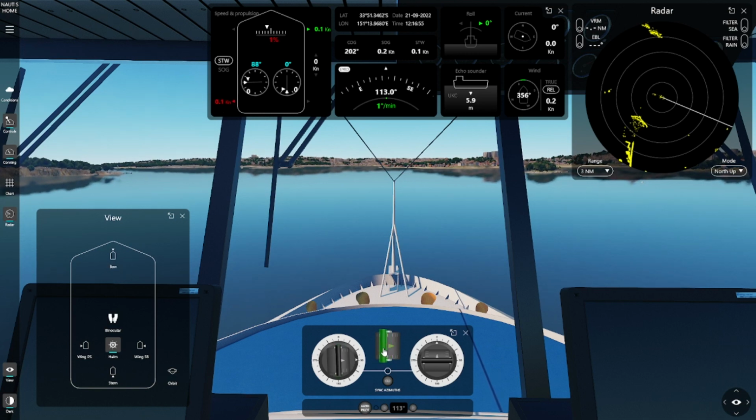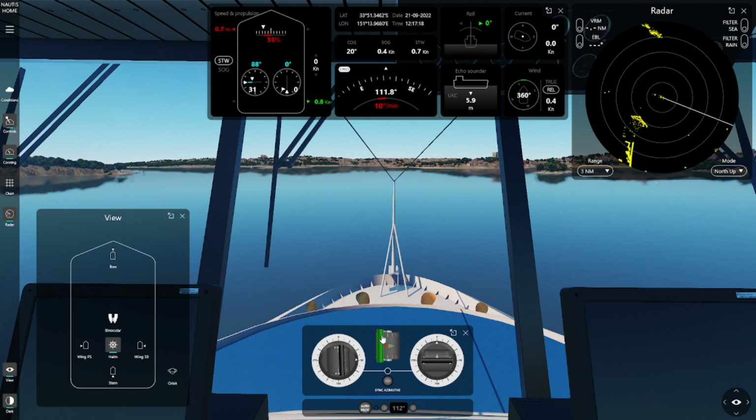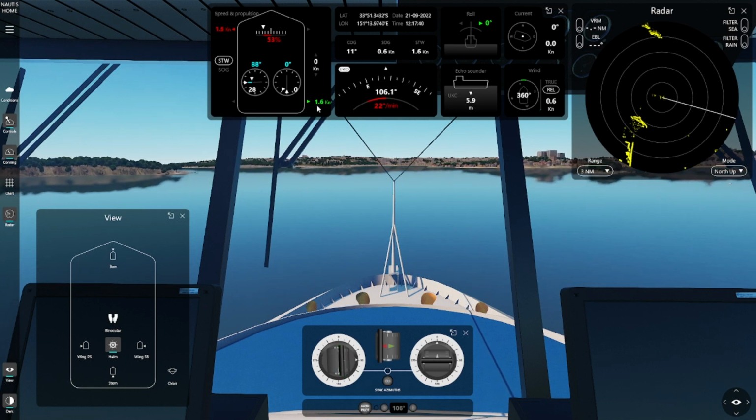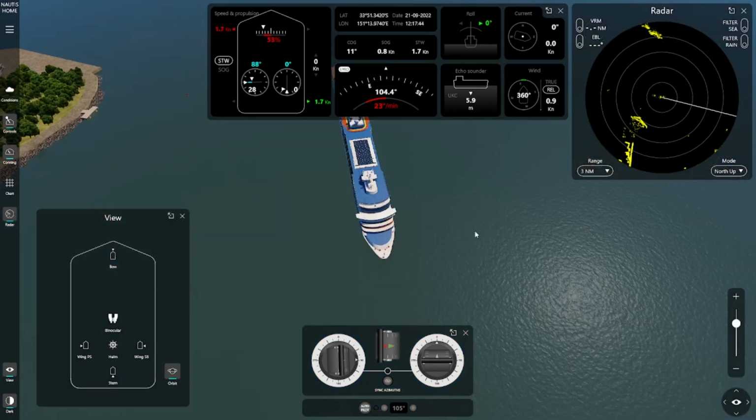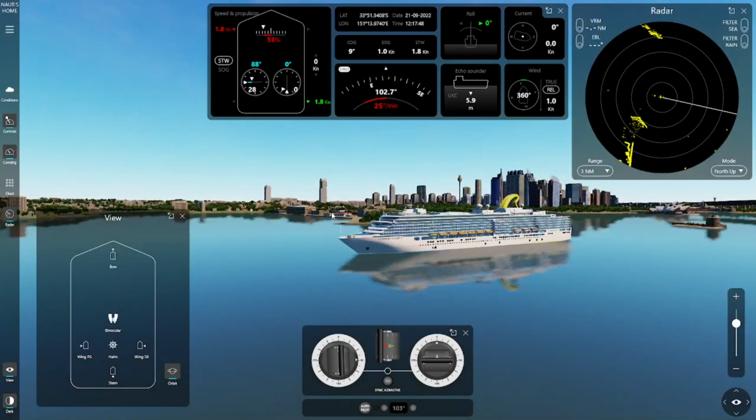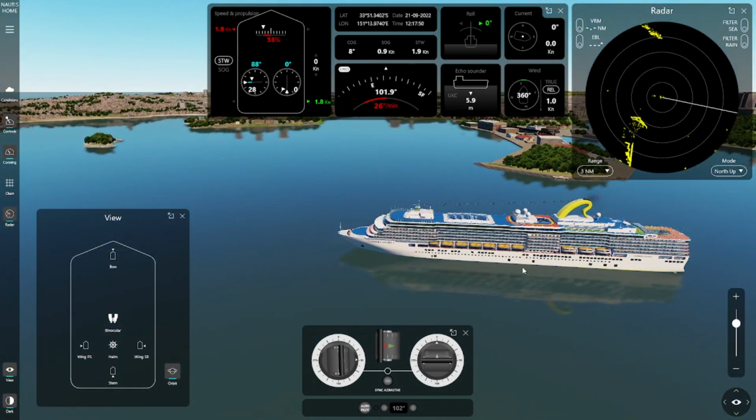So I'm going to go ahead and start to rotate the ship now. So I can see that they're both quite equal right now. Stern's moving just a tad quicker than the bow, but it is very close. There we are, 1.6 knots for both of them. And getting the aerial view right now, it's hard to see, but we are rotating on the spot.